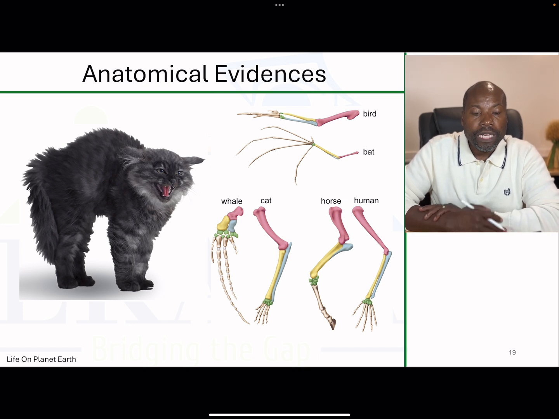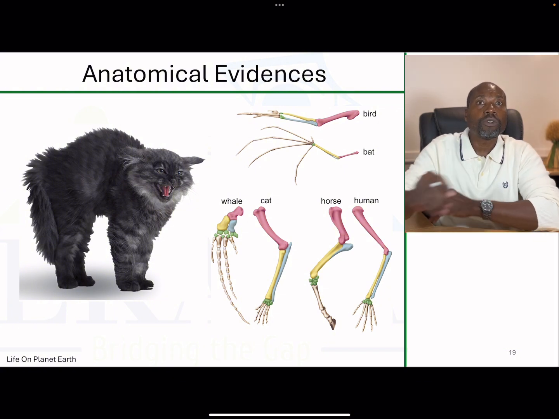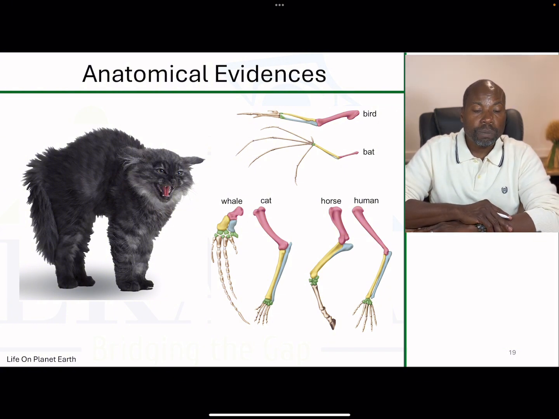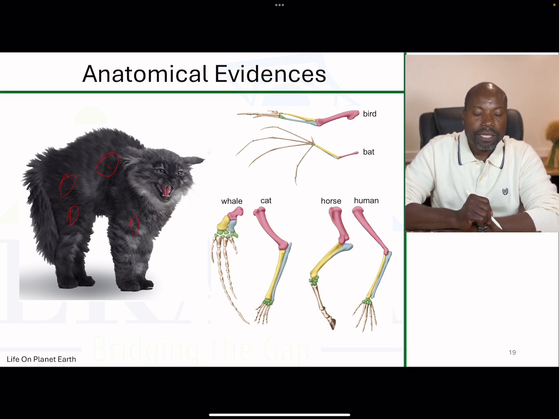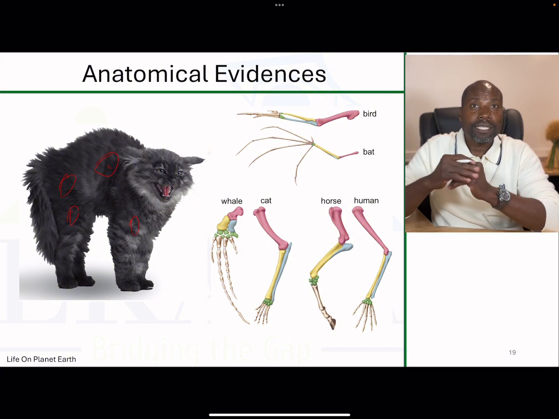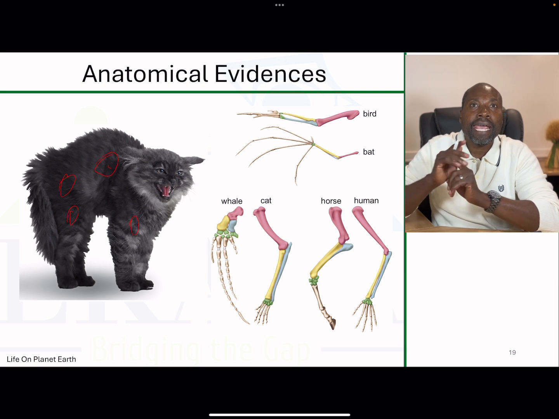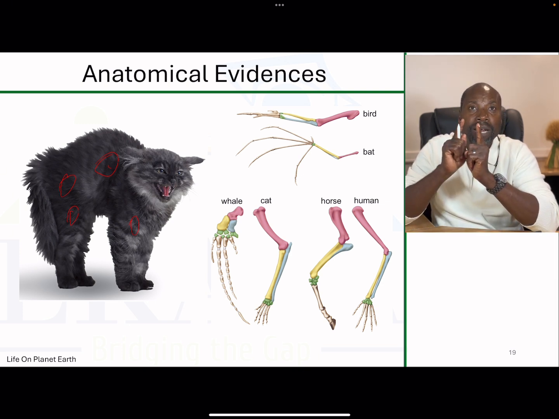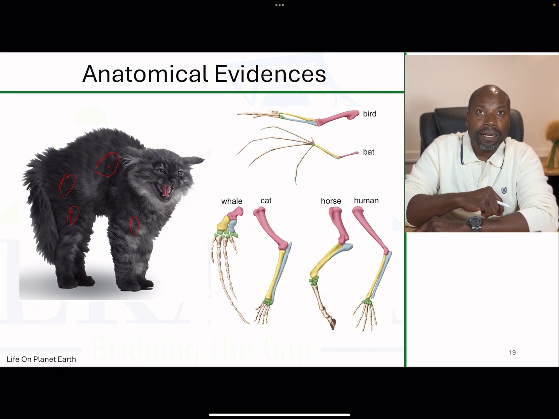Okay, so in terms of anatomic evidence, if you consider yourself when it's cold, you have goosebumps, right? These goosebumps are very reminiscent of what happens to this cat when it gets scared or when it gets mad, right? Their hair stands up, right? Likewise, when we have goosebumps, our hair actually stands up.